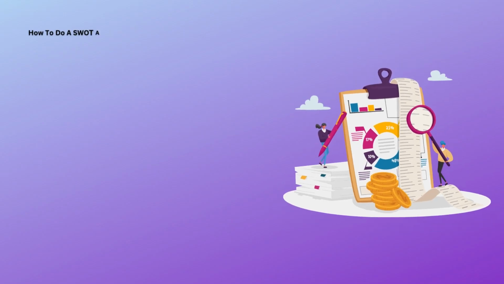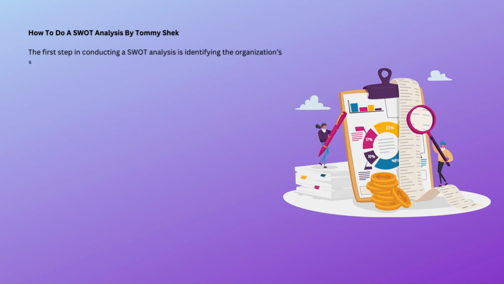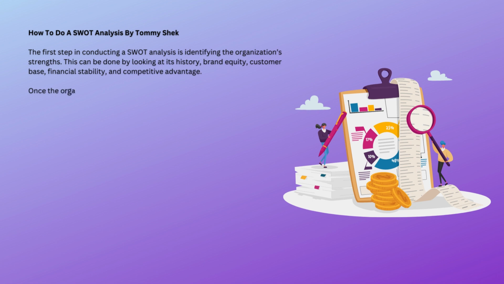How to do a SWOT analysis by Shek. The first step in conducting a SWOT analysis is identifying the organization's strengths. This can be done by looking at its history, brand equity, customer base, financial stability, and competitive advantage. Once the organization's strengths have been identified, the next step is to identify its weaknesses.